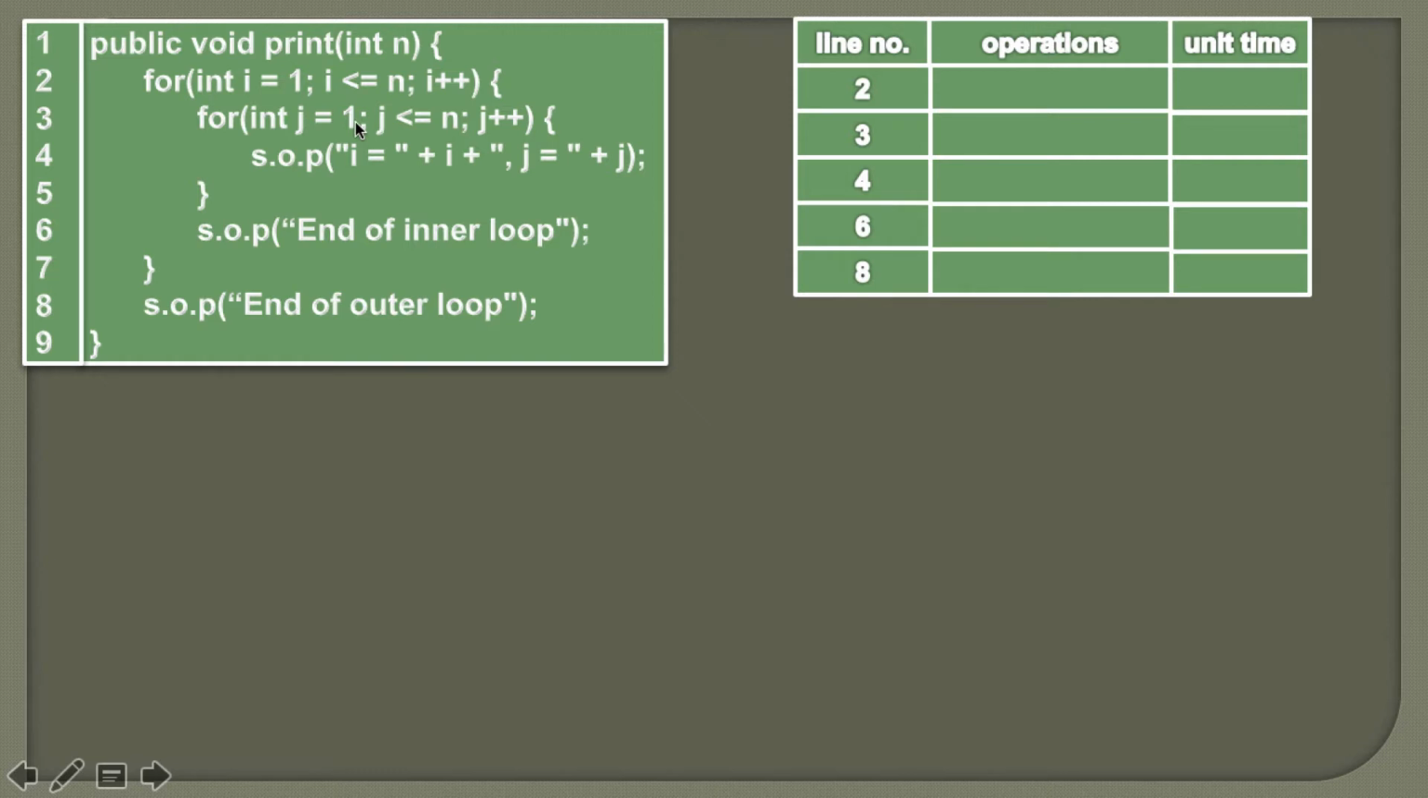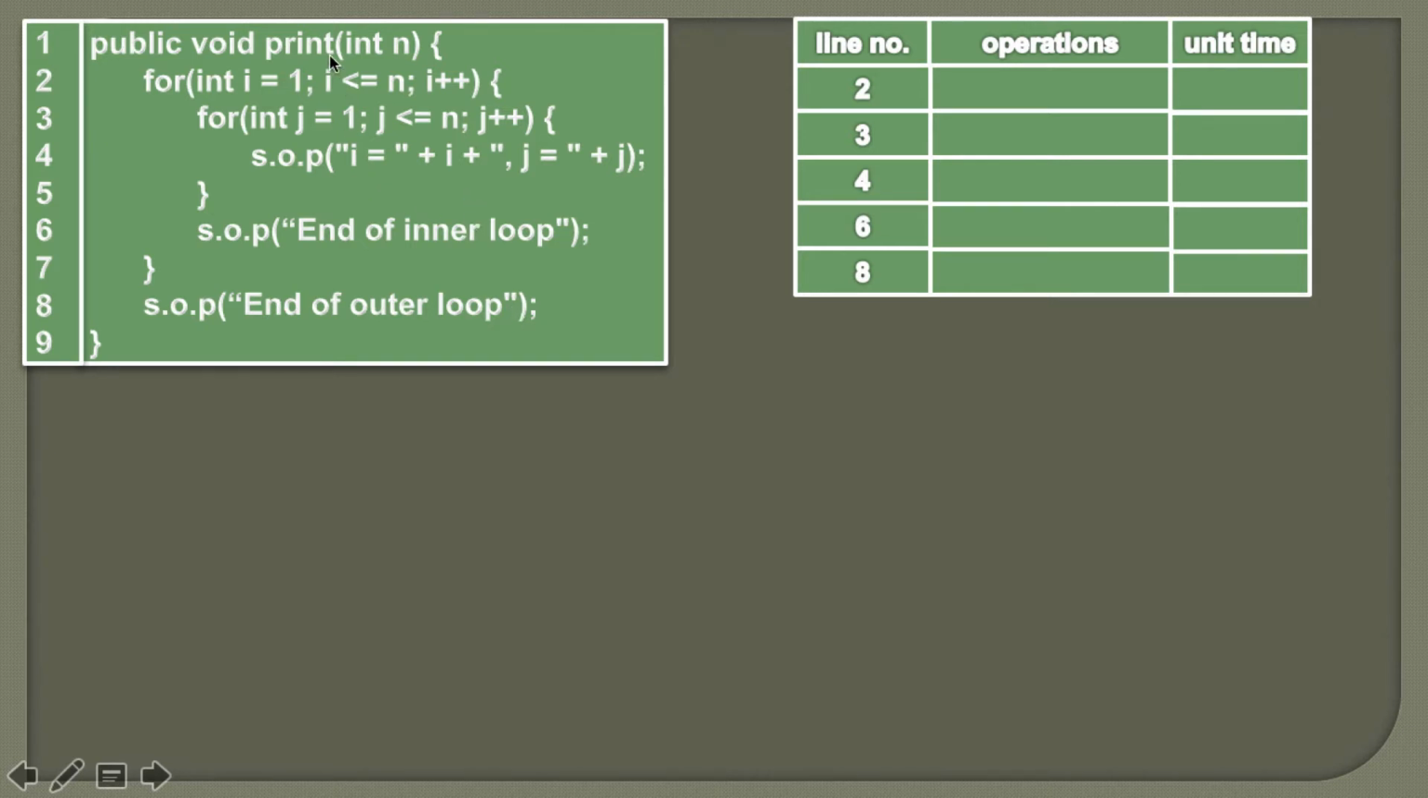which starts from j equal to 1 and goes till j is less than or equal to n, and it also gets incremented by j plus plus. And inside this inner for loop, we are simply printing the value of i and j on the console. And after this inner for loop gets executed, we are printing end of inner loop, and after this outer for loop gets executed completely, we are printing end of outer loop.